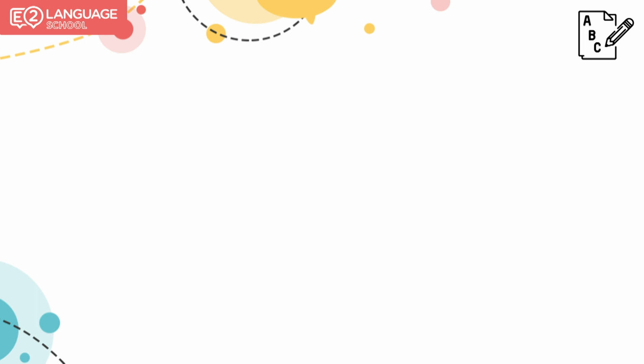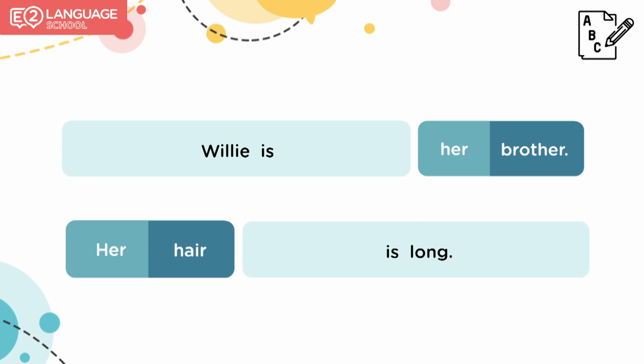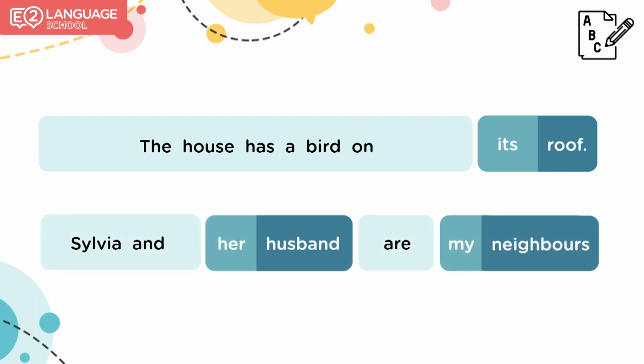Let's take a look at these in some sentences. So, Willie is her brother. Her hair is long. The house has a bird on its roof. Now here, its is referring to the house. So the roof belongs to the house. Another example, Sylvia and her husband are my neighbors.